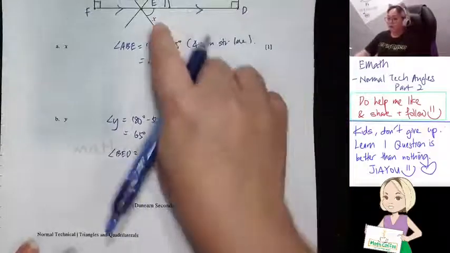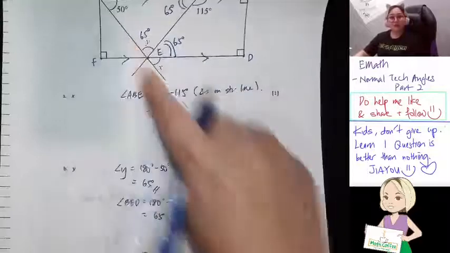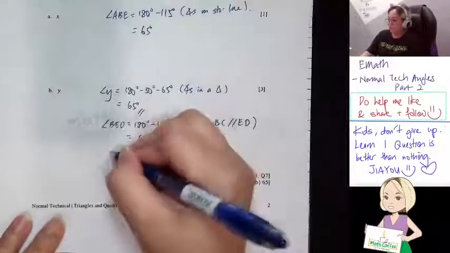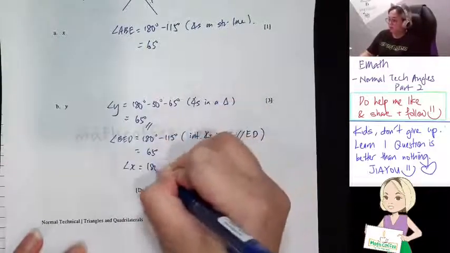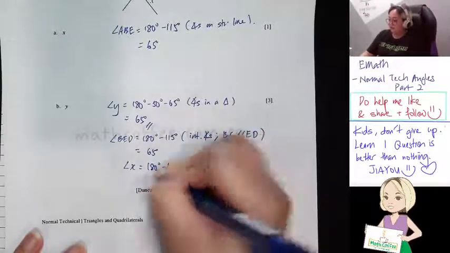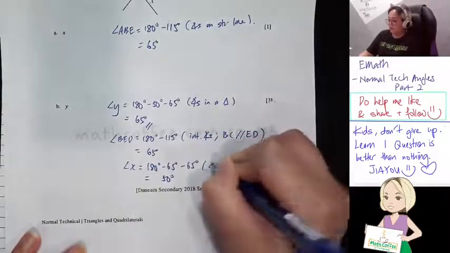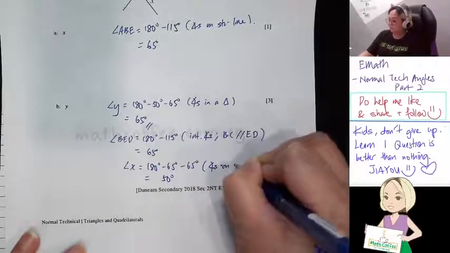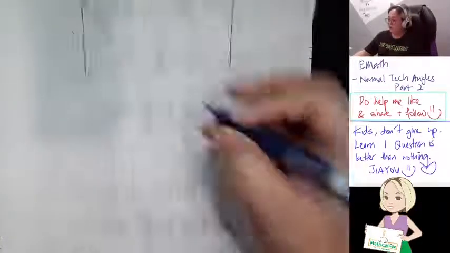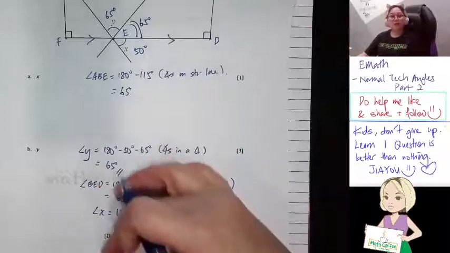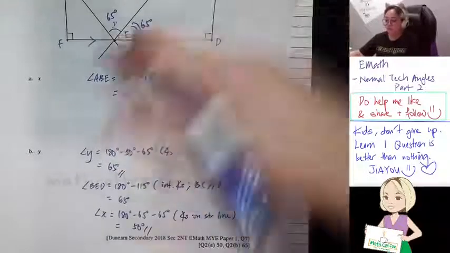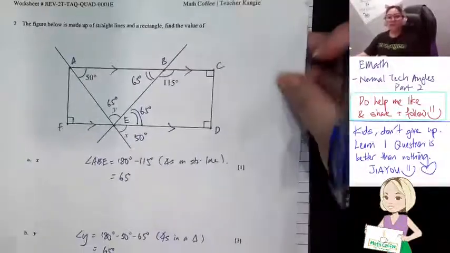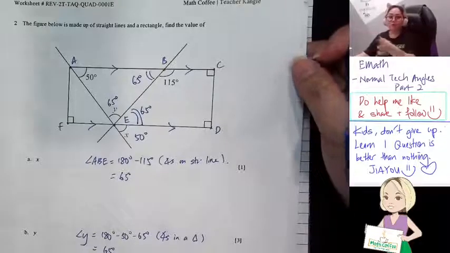Now angle X is on this straight line. So angle X will be equal to 180 degrees minus 65 minus 65. So it will be 50 degrees. This is angles on a straight line. So this is done. Although I find Y first, then X, it doesn't matter. It's not important about the sequence. Sometimes it's what you see, then you just write first, it's okay. There's no rule that must go A, B, C. Sometimes we can go A, C, then work to B, right?